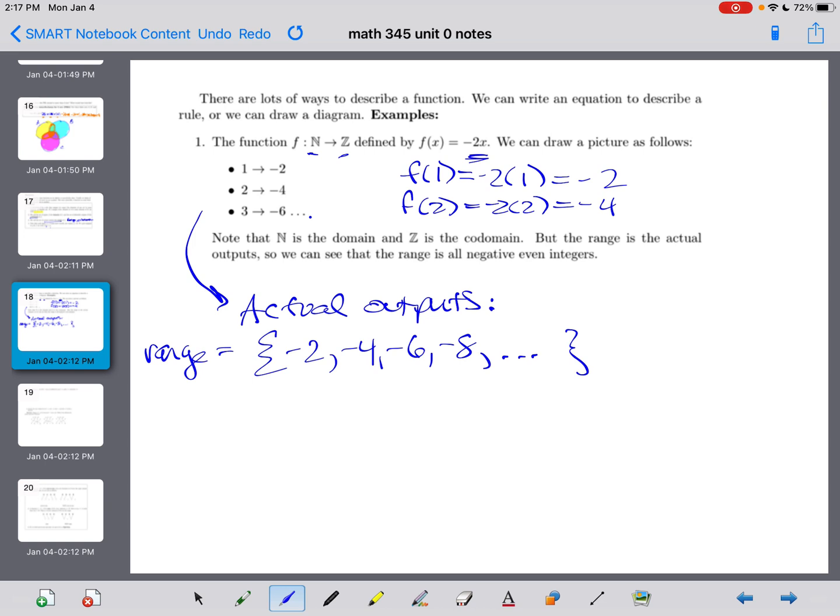Notice that the range is a subset of the codomain, but they're not equal in this case, right? Some elements of the codomain are not actual outputs of this function. Nothing's going to map to 5 or negative 5.